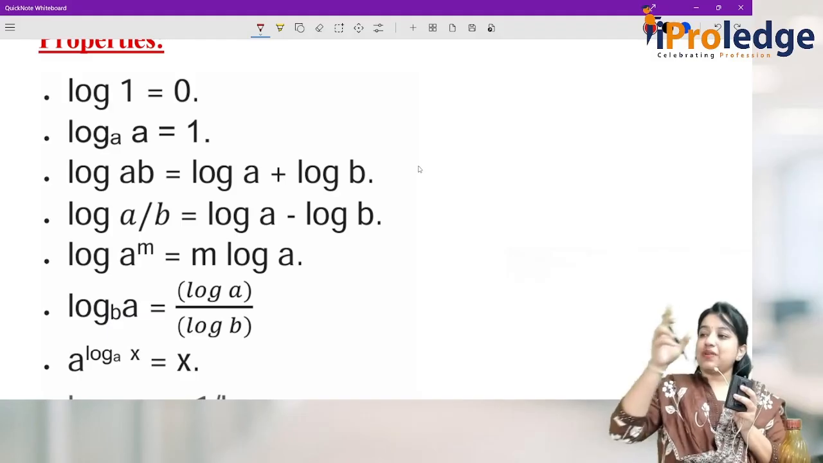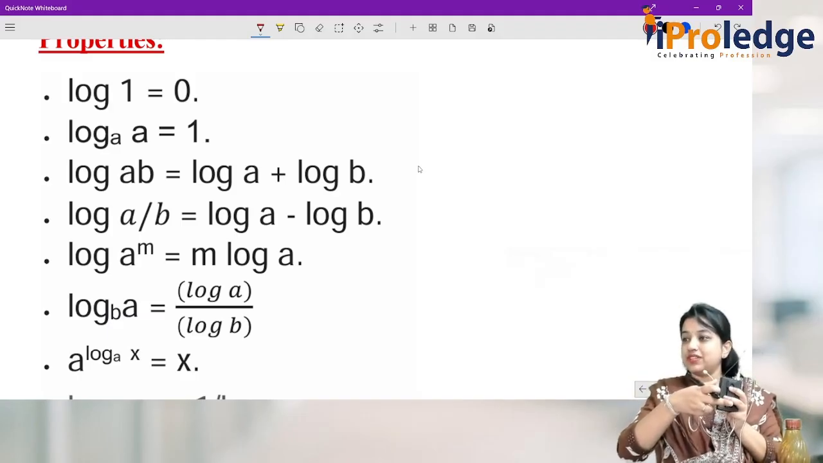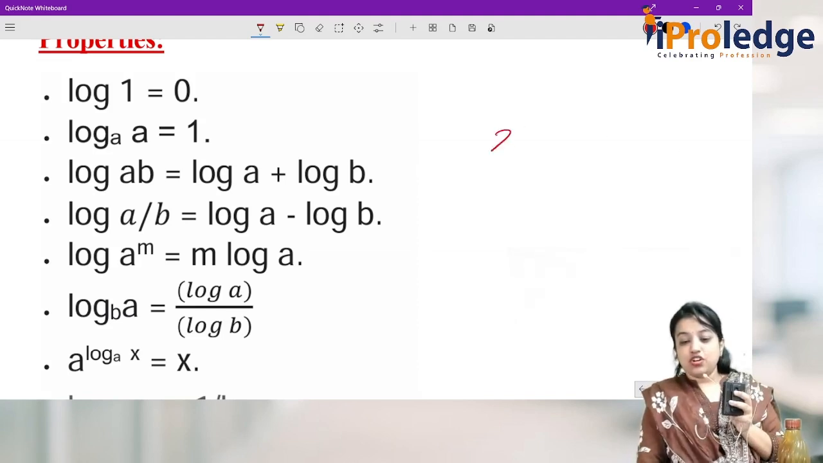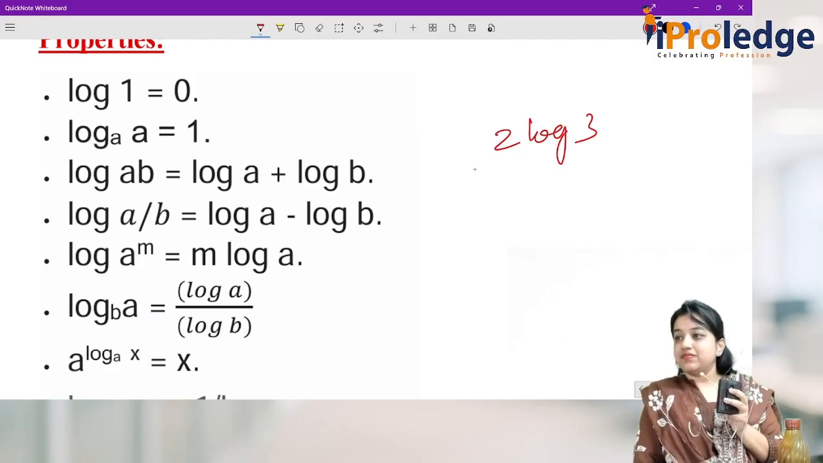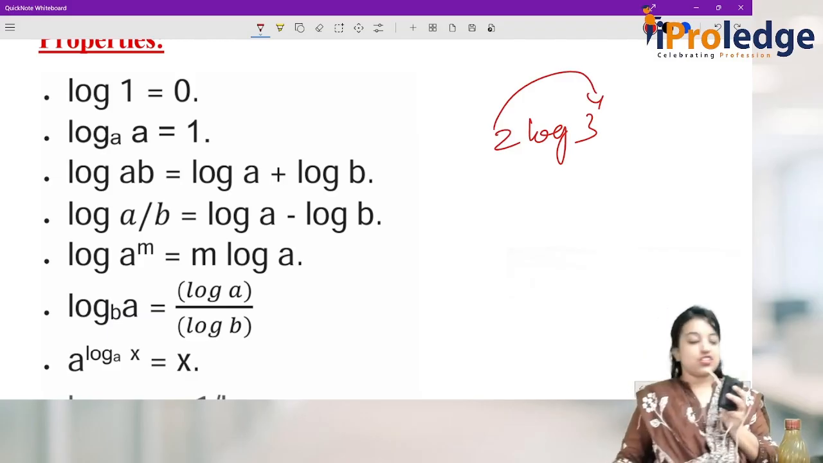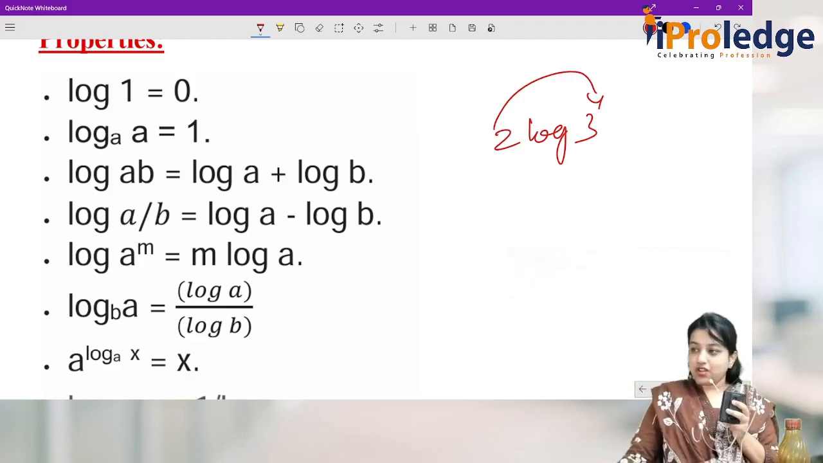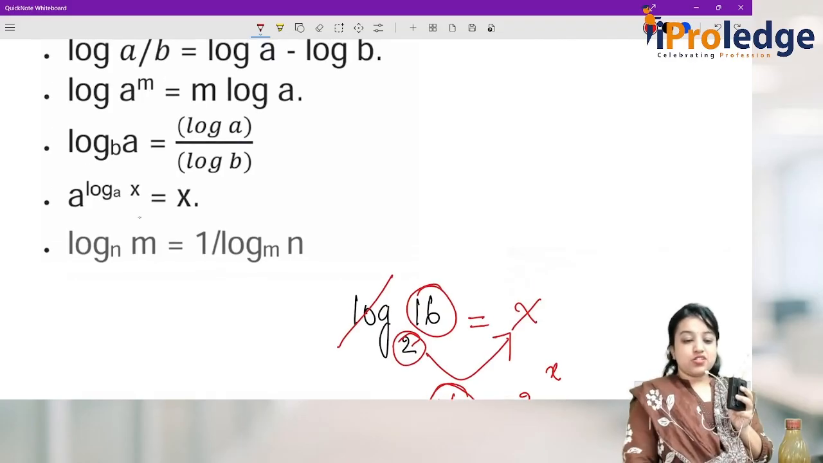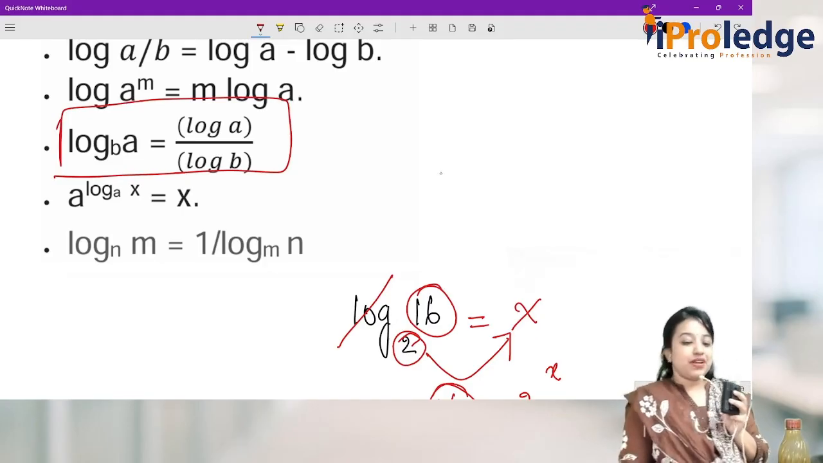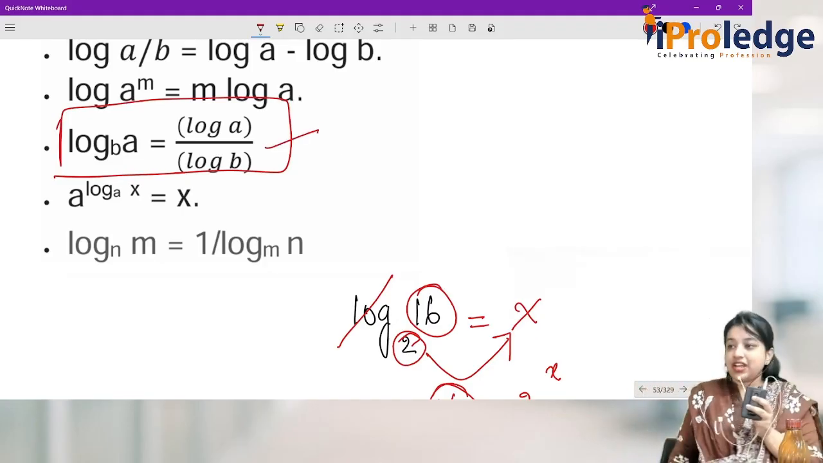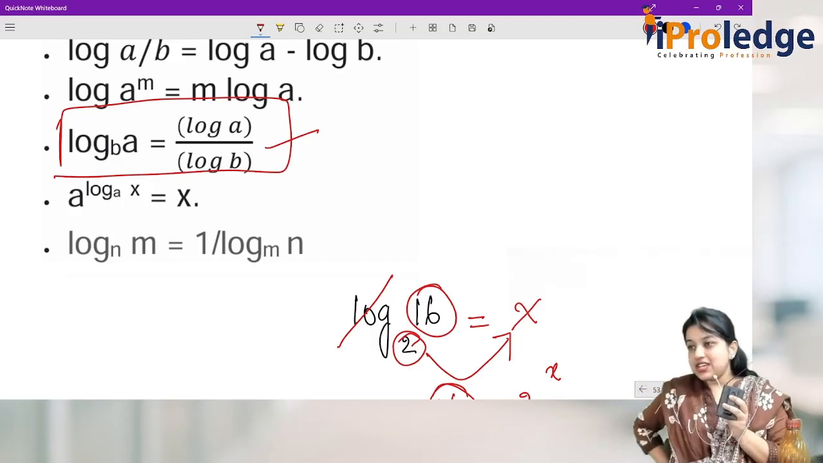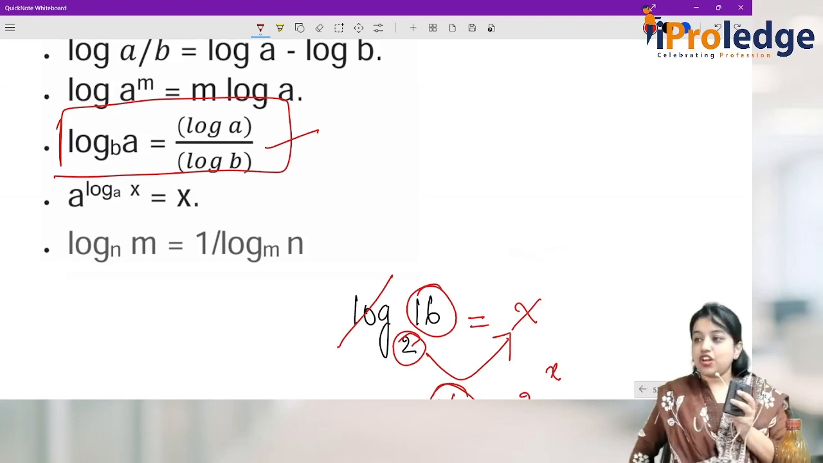And any number which is multiplied with log, like 2 log 3, is taken as a power of 3, which is log 3 square. Very good. Okay, this is log 3 square. And this property is very important: log a to the base b can be taken as log a divided by log b.